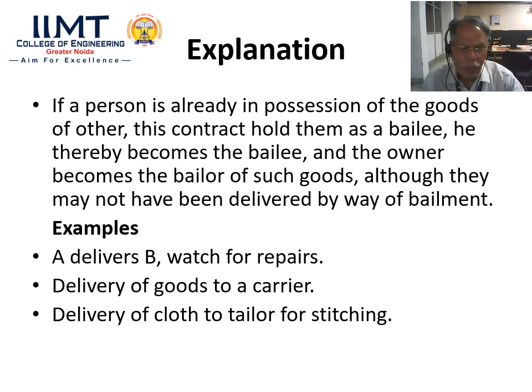Some of the examples we can see: A delivers B a watch for repairs. So A becomes the bailer and B becomes the bailee. Similarly, delivery of goods to a courier. You have delivered certain goods to a courier for transportation. So you are the bailer, and the courier becomes a bailee. Another example, cloth you are giving to a tailor for stitching a suit or a shirt. In that case, you are the bailer and the tailor becomes a bailee.